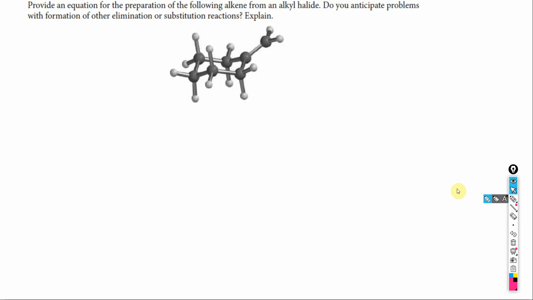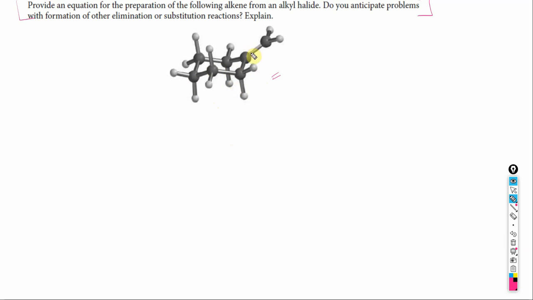So in this problem, they ask you to provide an equation for the preparation of this compound that is shown here, and they also ask you to anticipate if there is going to be any complication with competing elimination reactions and substitution reactions. So it's a question that requires a lot of understanding that we have discussed in the classroom. It's a simple problem on face value, but if you delve deep into it, you will understand that there are more layers of complexities associated with this. So follow this closely so you can understand what exactly is going on.